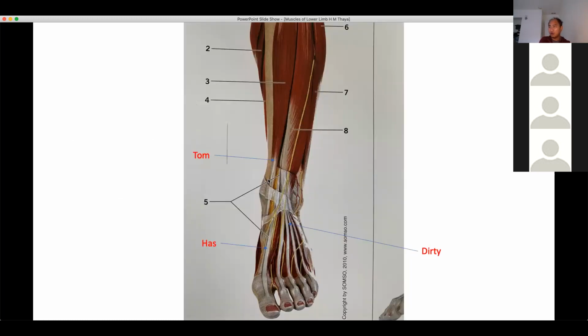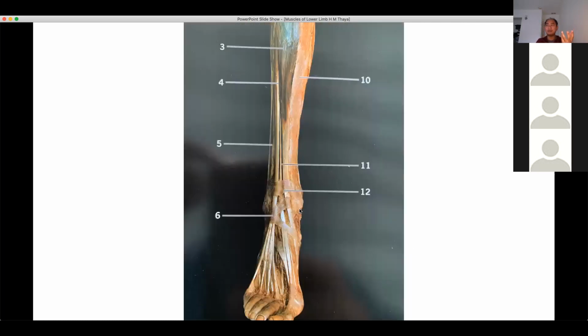And this is the order. Tom, tibialis anterior, has extensor hallucis longus. A stands for the artery, very V, artery and the vein. Dirty is the extensor digitorum, and P is peroneus tertius, which is a small tendon, which we see later.